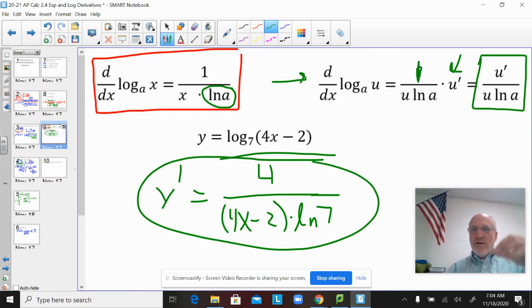There it is. We got the derivative of e to the x and a to the x and e to the u and a to the u and the natural log of x and the natural log of u and the log base a of x and the log base a of u. Formulas, once you have them memorized, aren't tragically difficult to use. So that's it for this.